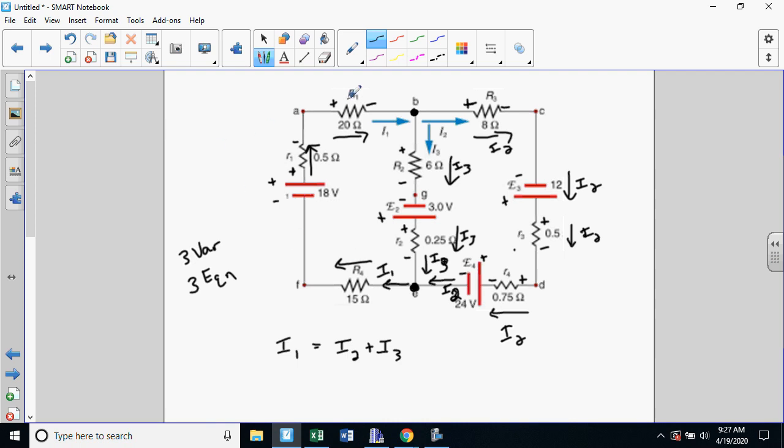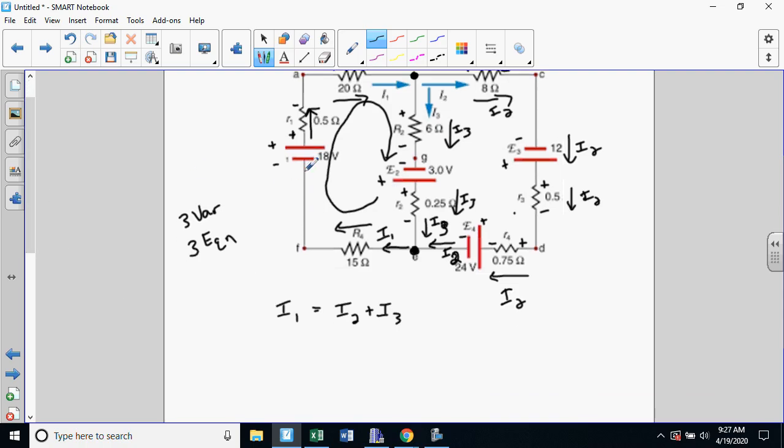The next thing I'm going to do is figure out what direction I want to make my loops. I think the left closed loop, this one is pretty simple. I see that I1 and I3 here are going in a clockwise fashion, so it's probably simplest to just do a clockwise loop. So I'm going to start here at the battery, and I'm going to take my finger around this loop in a clockwise direction. So I'm starting at the 18-volt battery, and I'm going in the direction from low energy to high energy, so that's going to be a raise of 18.